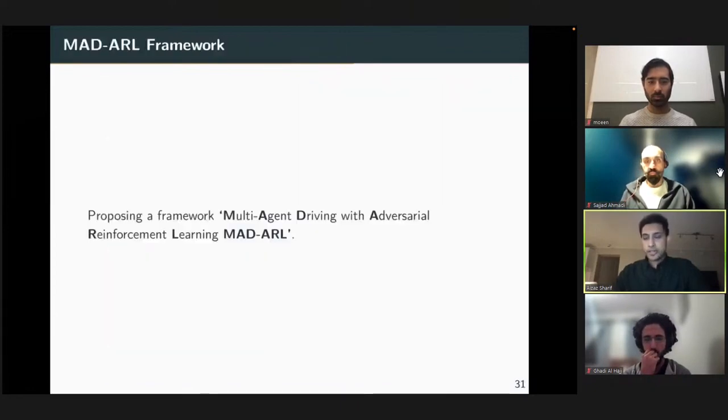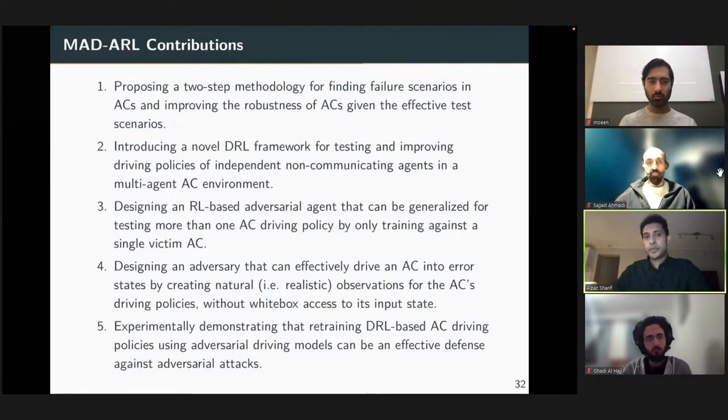So to address all of these, we proposed a framework called MAD-ARL. And here we proposed a two-step methodology. In the first step, we will find scenarios using an adversary. In the second step, we will use the same adversary to increase the robustness. And for that, we introduce a framework where driving policies can work in a multi-agent and independent environment.